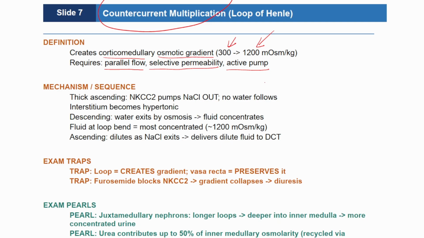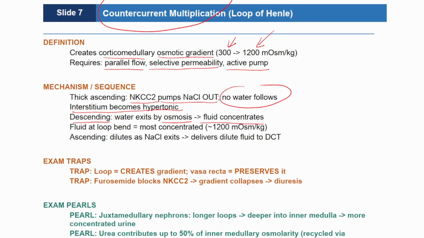To understand the sequence of this mechanism, we must begin out of anatomical order with the thick ascending limb. Here, the NKCC2 transporter actively pumps sodium, potassium, and chloride ions out of the fluid into the surrounding tissue. But because this segment is strictly impermeable to water, no water follows the solute. Consequently, the surrounding medullary interstitium becomes hypertonic. This hypertonicity directly drives the next step in the descending limb, where water exits the permeable tubule by osmosis into the highly concentrated interstitium, causing the remaining tubular fluid to become increasingly concentrated.